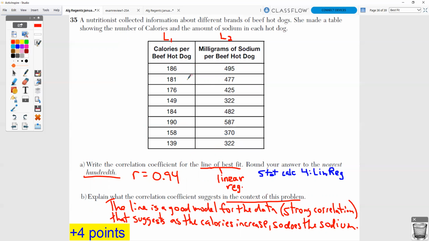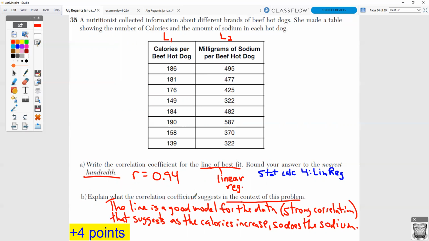In question number 35, the nutritionist collected information about calories and milligrams of sodium in hot dogs. L1, L2. You want to write the correlation coefficient, or your R value, for the line of best fit. Because it says line, you want to do a linear regression, stat calc number 4. When you do that, it does say round to the nearest hundredth. When you type these into your L1 and L2, always double check your data to make sure that you typed it in correctly. You get R equals 0.94 for your R value or correlation coefficient rounded to the nearest hundredth. That is worth 2 points.